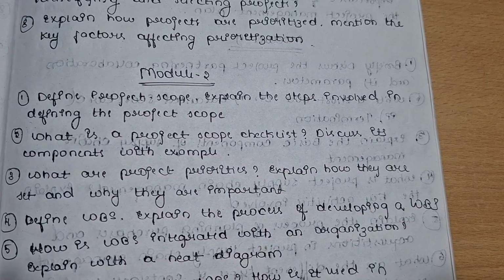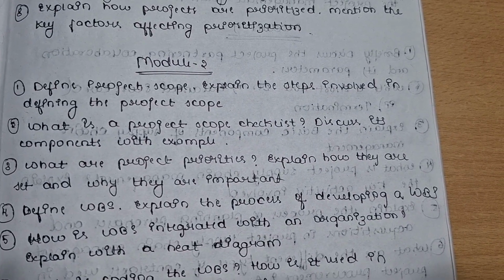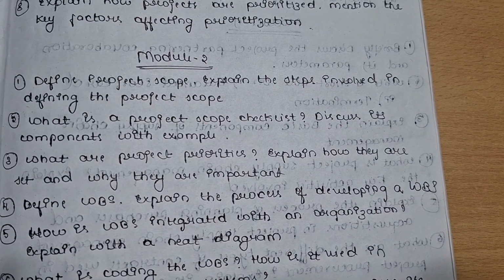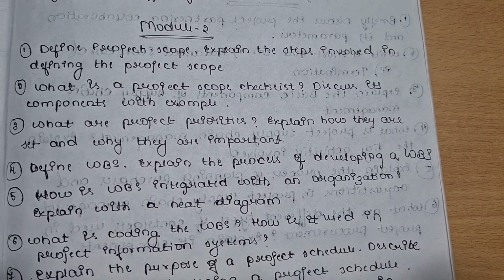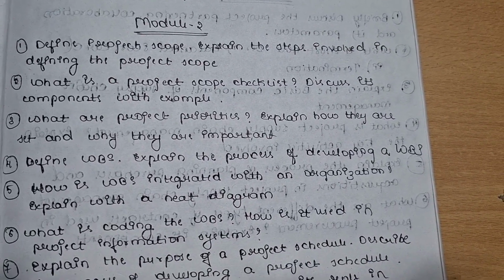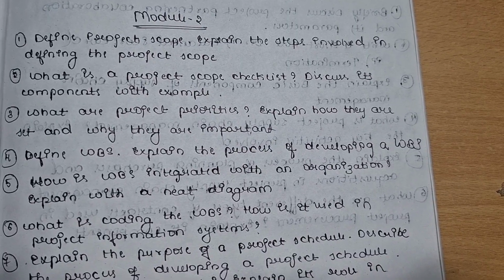Module 2. Define project scope. Explain the steps involved in defining the project scope. What is a project scope checklist? Discuss its components with example. What are project priorities? Explain how they are set and why they are important.